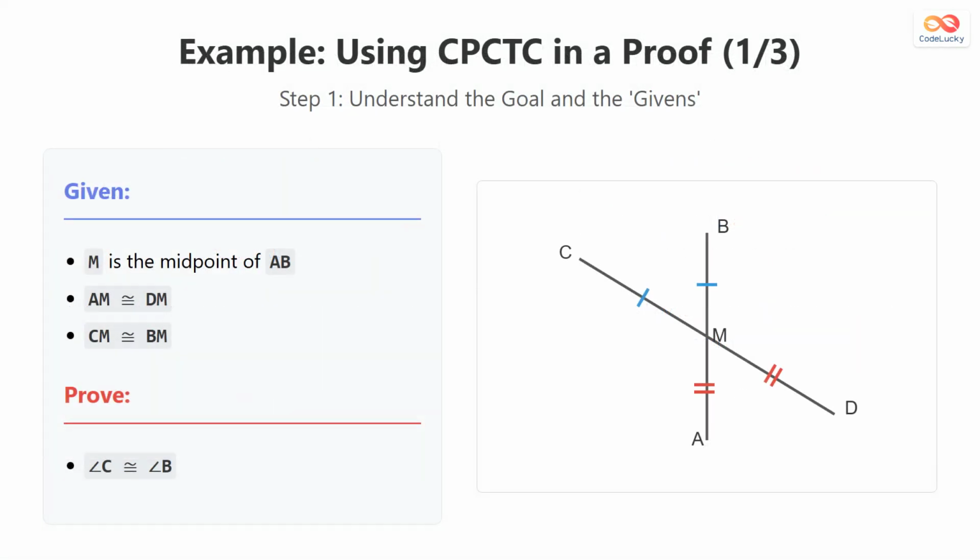Let's walk through an example. In this diagram, we are given that M is the midpoint of the line segment AB. We are also told that side AM is congruent to side DM, and that side CM is congruent to side BM. Our goal is to prove that angle C is congruent to angle B.